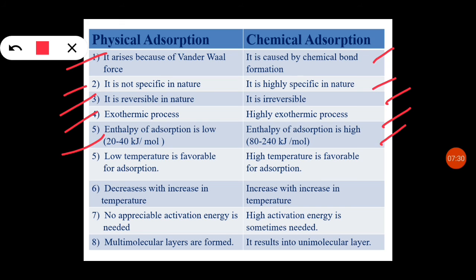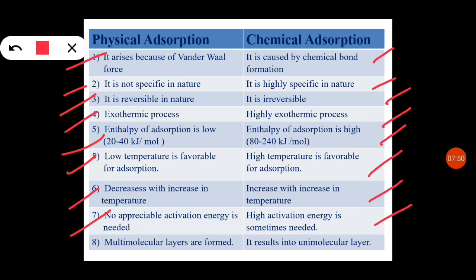Low temperature is favorable for physisorption. Here, high temperature is favorable. Physisorption decreases with increase in temperature, whereas chemisorption increases with increase in temperature. No appreciable activation energy is there in physisorption because no bond formation takes place. Here high activation energy is required because bond formation is there.